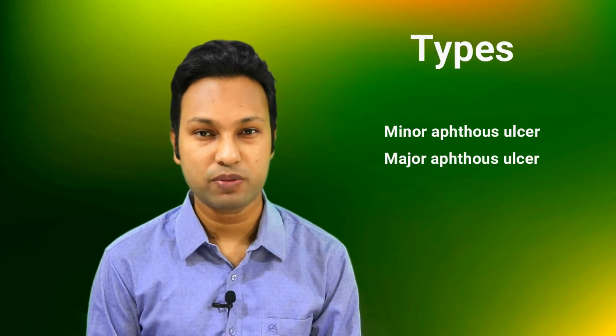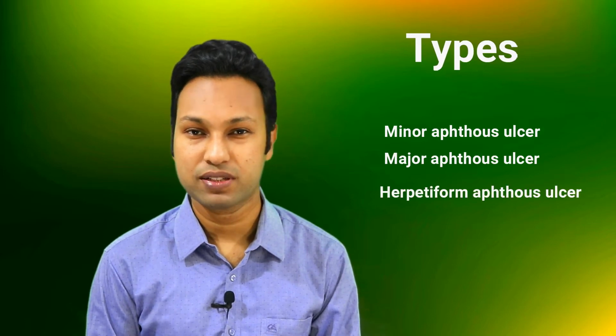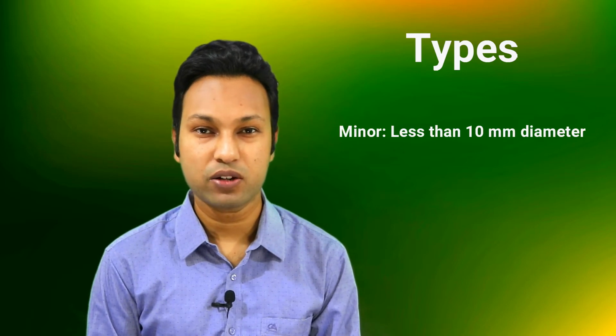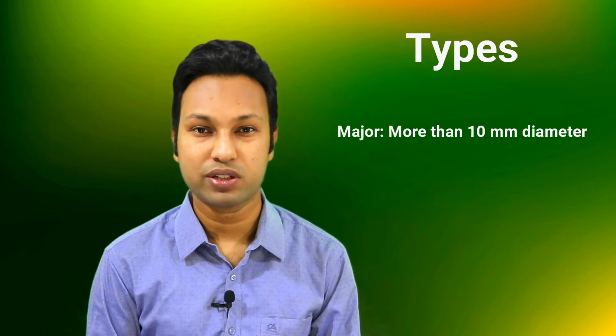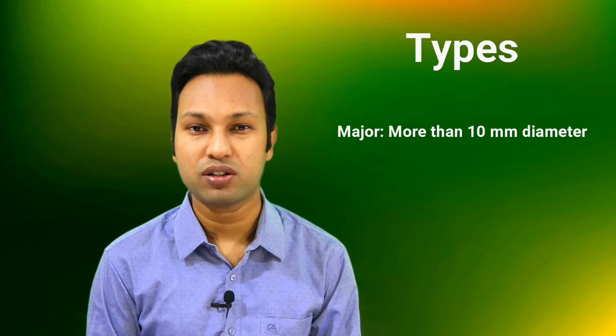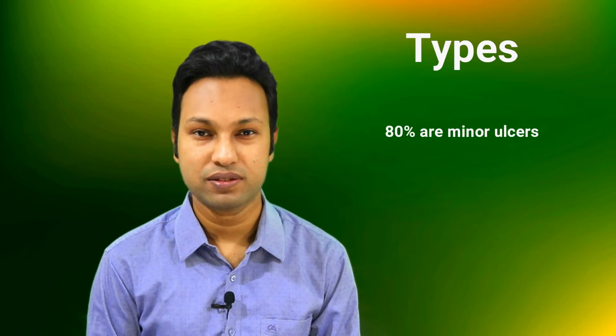Aphthous ulcer is of three types: minor aphthous ulcer, major aphthous ulcer and herpetiform aphthous ulcer. When an aphthous ulcer has a diameter less than 10 mm, it is called minor aphthous ulcer, and when it is more than 10 mm in diameter, it is called major aphthous ulcer. Minor aphthous ulcer occurs more frequently, in more than 80% of cases. It occurs on the front side of the mouth, typically multiple but less than 10 in number. Minor aphthous ulcer lasts for about 2 to 3 weeks, then heals without scarring.